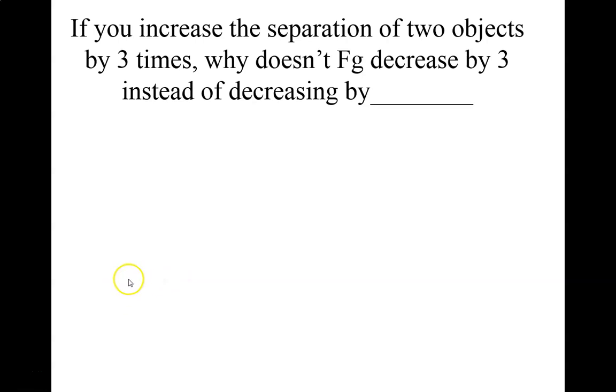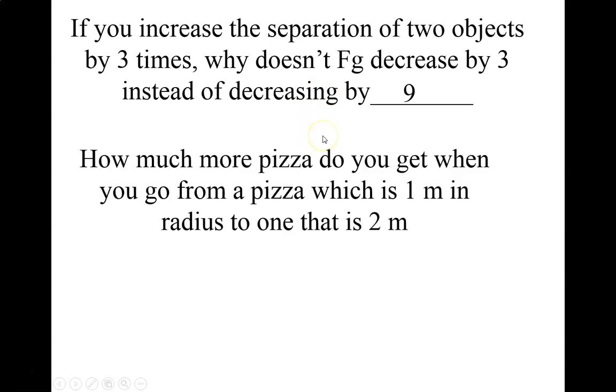Okay, what I want to get into today is what's known as the inverse square law. Basically, it's why that force of gravity equation decreases with the distance squared instead of just decreasing with the distance. So if you triple the distance between two objects, why doesn't the force of gravity decrease by 3 instead of decreasing by 3 squared, or 9?